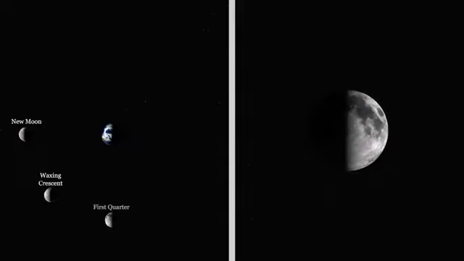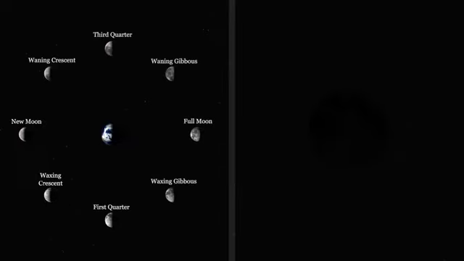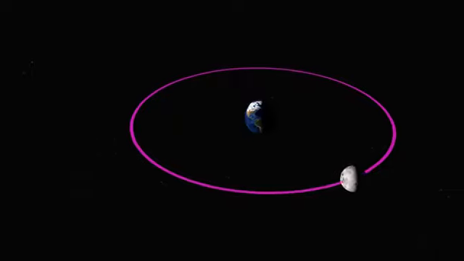About the phases of the moon and how that relates to the moon's orbit around the Earth. It might be helpful to watch that video first.